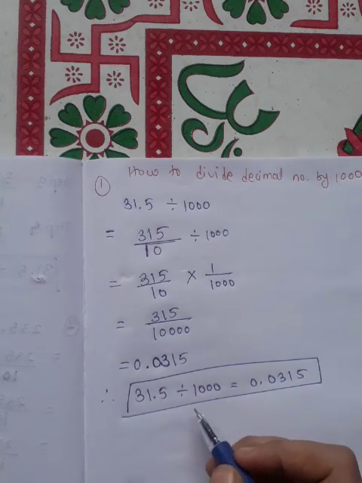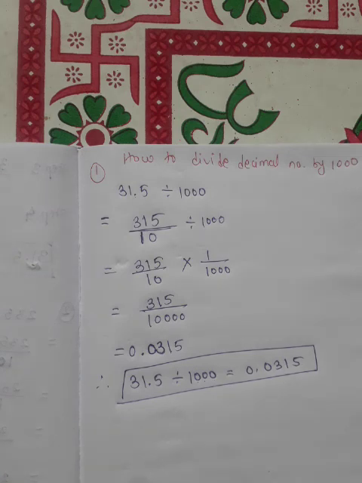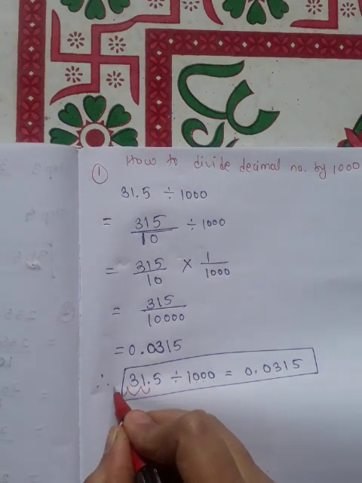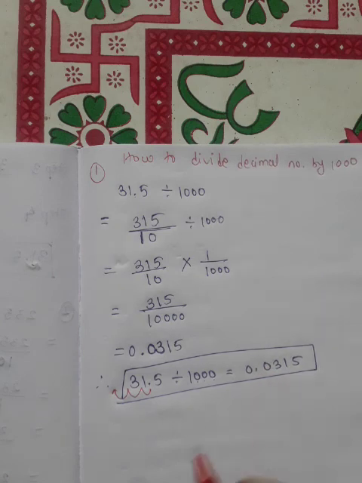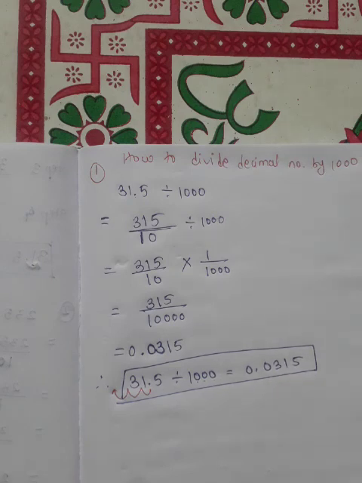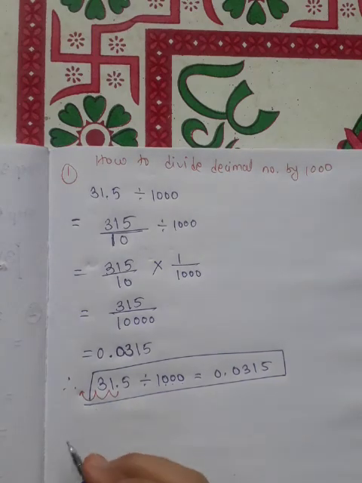And see, you can do it directly also. See, there are 3 zeros, so the decimal point moves towards the left by 3 digits, 1, 2 and 3. There are no digits, that's why we have written 0 and put the point. So 31.5 divided by 1000 is 0.0315. Okay, like this you can do it directly also, but while solving an example you must write these steps.